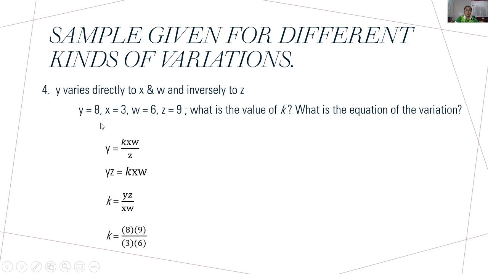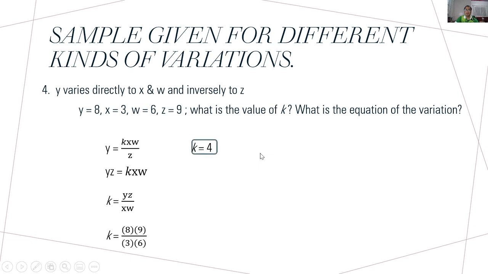Substitute natin yung mga values. Y is equal to 8, z is equal to 9, x is equal to 3, w is equal to 6. Ayun. Simplify natin. This is 2/3. This will be cancelled. So, natira 8 over 2. That is equal to 4. So, the constant of variation is equal to 4.